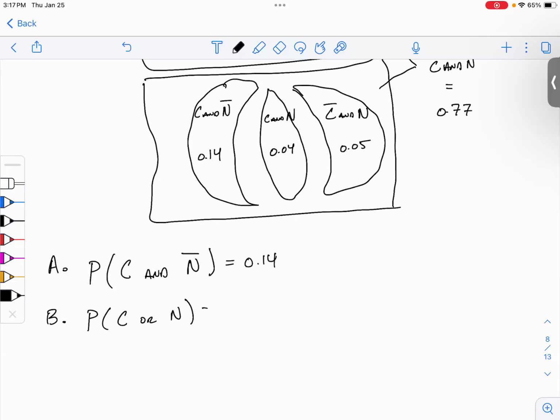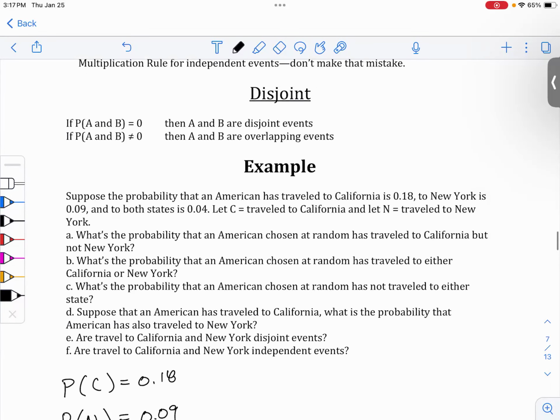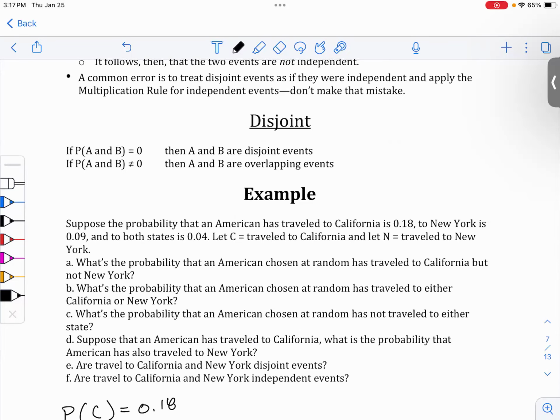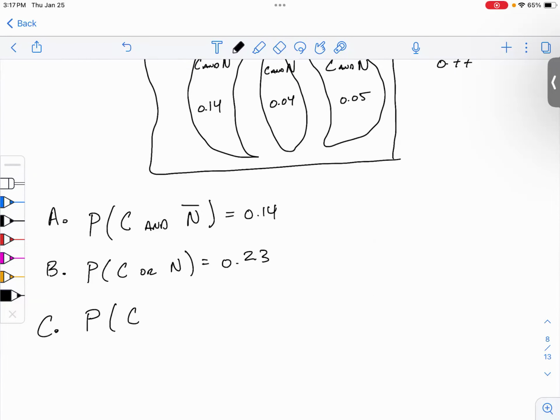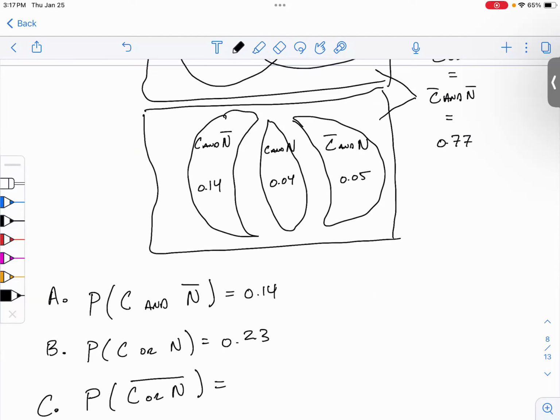So hence 23%. And we already saw part C said neither. Has not traveled to either state, aka neither. And that one, we actually already found, that's the outsides.